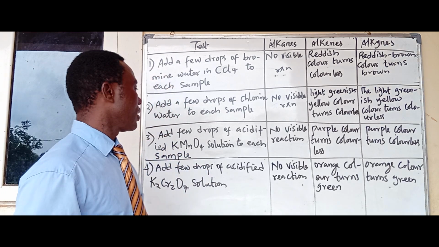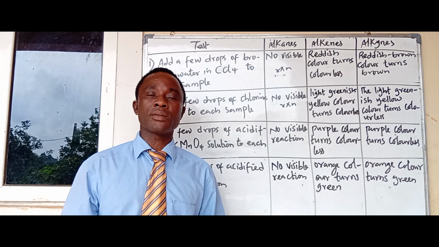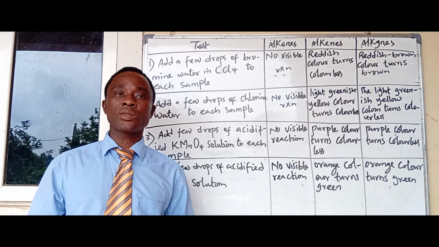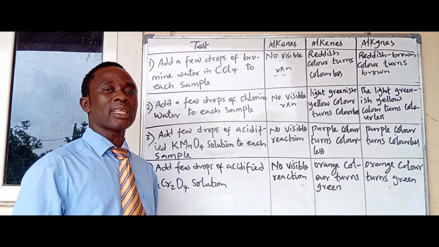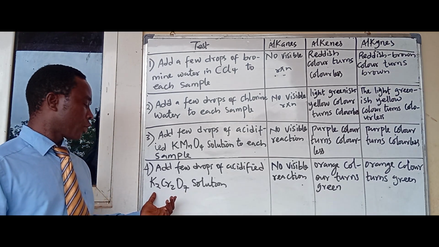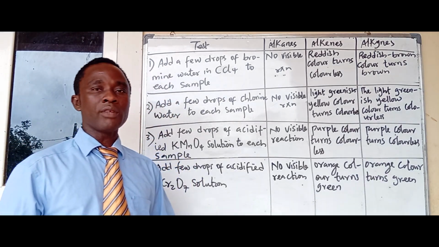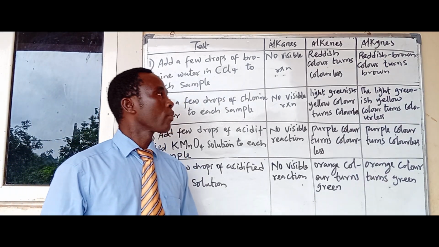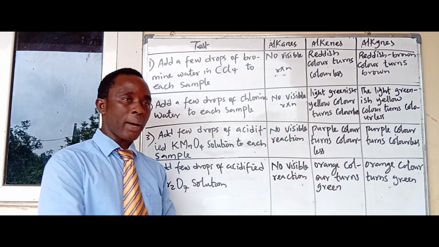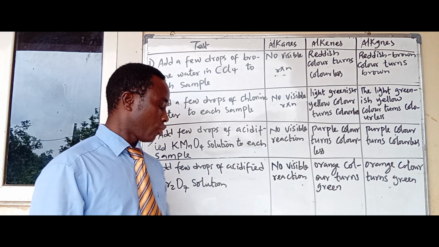Then another compound we can use is acidified potassium tetraoxomanganate(VII). The color of this compound is purple. When it reacts with unsaturated compounds, they decolorize it. That is, unsaturated compounds decolorize acidified KMnO4. Then the last one I have today is acidified potassium heptaoxodichromate(VI) solution. The color of the compound is orange, and the alkenes and alkynes, which are unsaturated, react with this compound to change its color from orange to green.